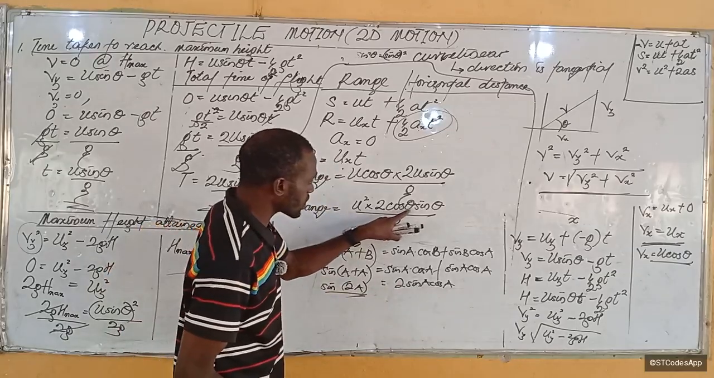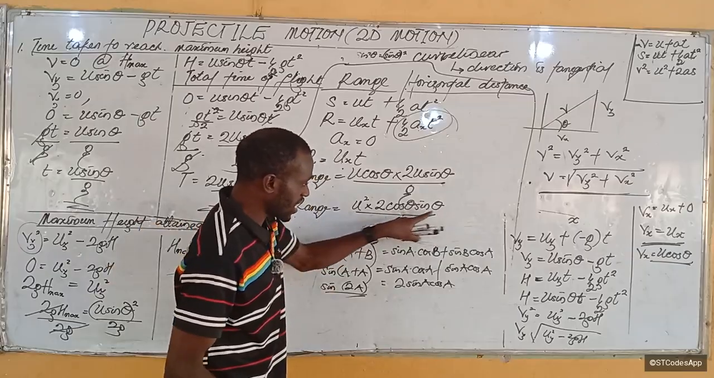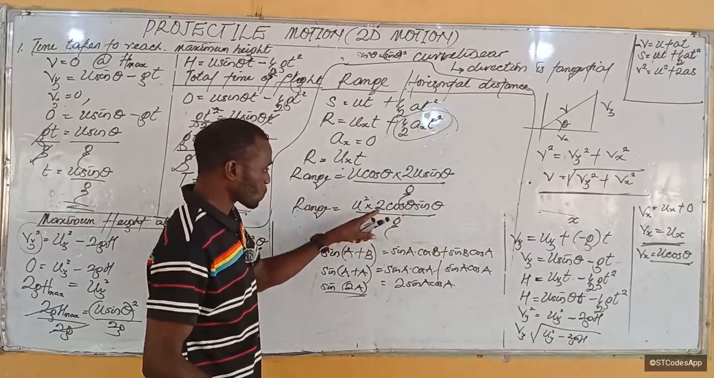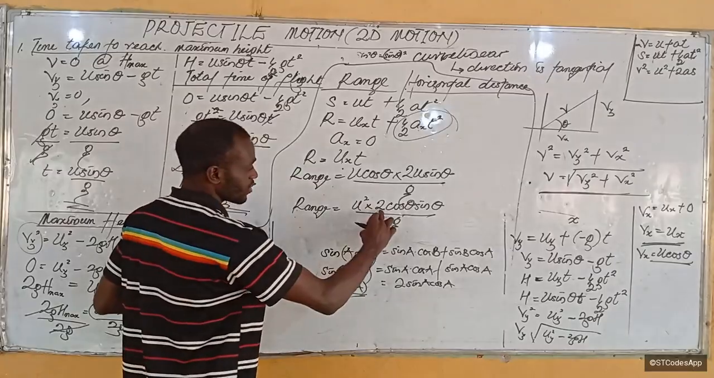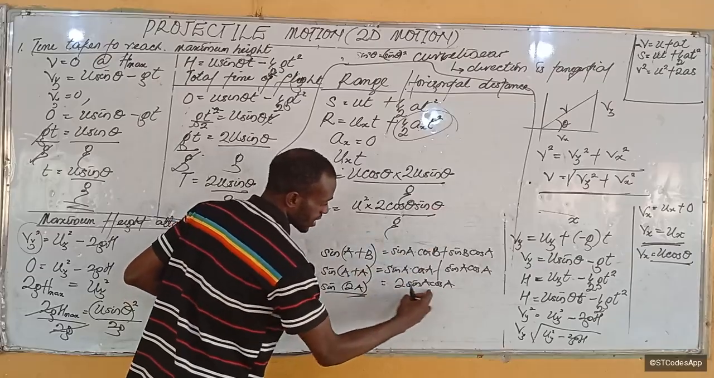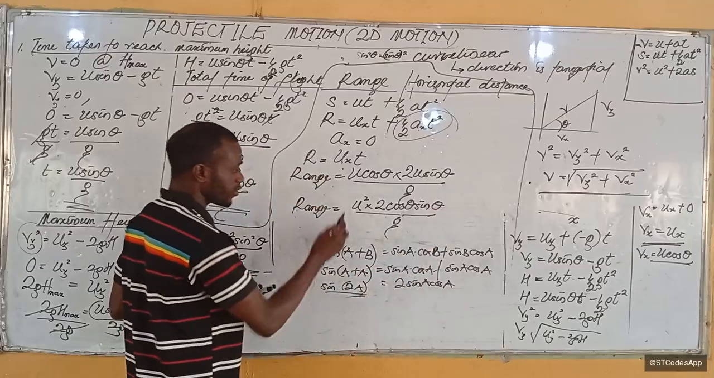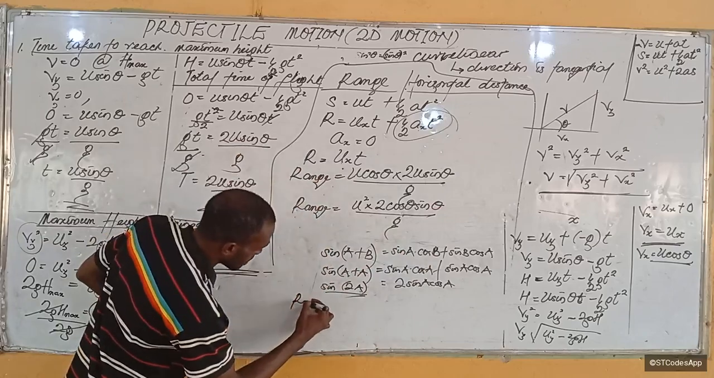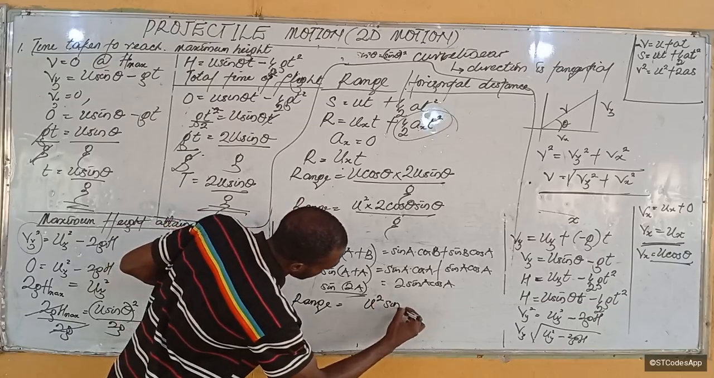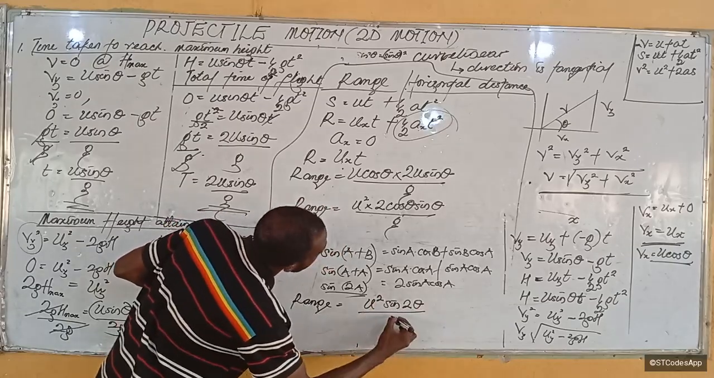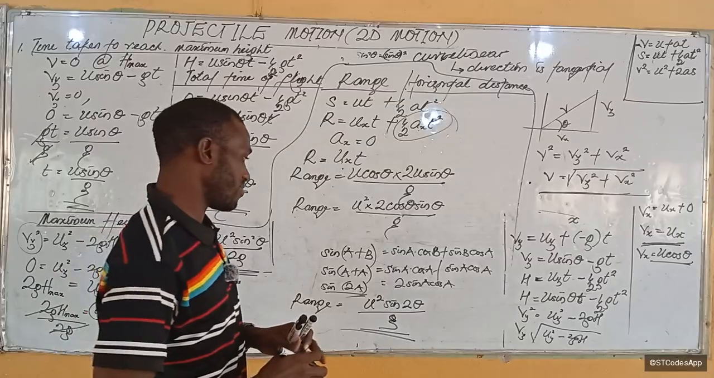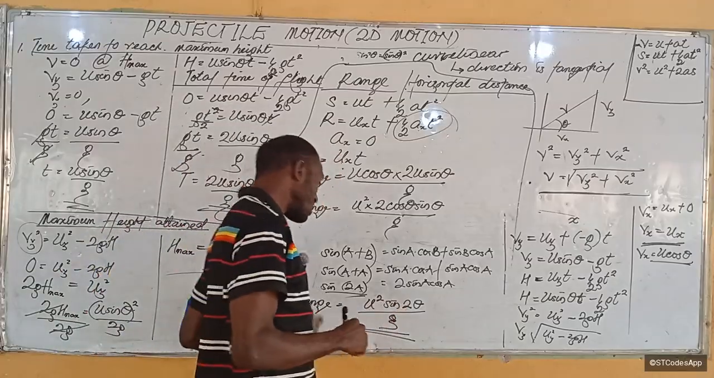So when you have 2 cos theta sine theta, like 2 sine A cos A, you rearrange it, it's the same, right? Because multiplication is commutative. So we have 2 cos A sine A. 2 cos A sine A is equal to what? Sine of 2A. So I like to transform this using that. The range therefore becomes u squared sine 2 theta over g. And that is going to be the final answer. This is going to be the range.